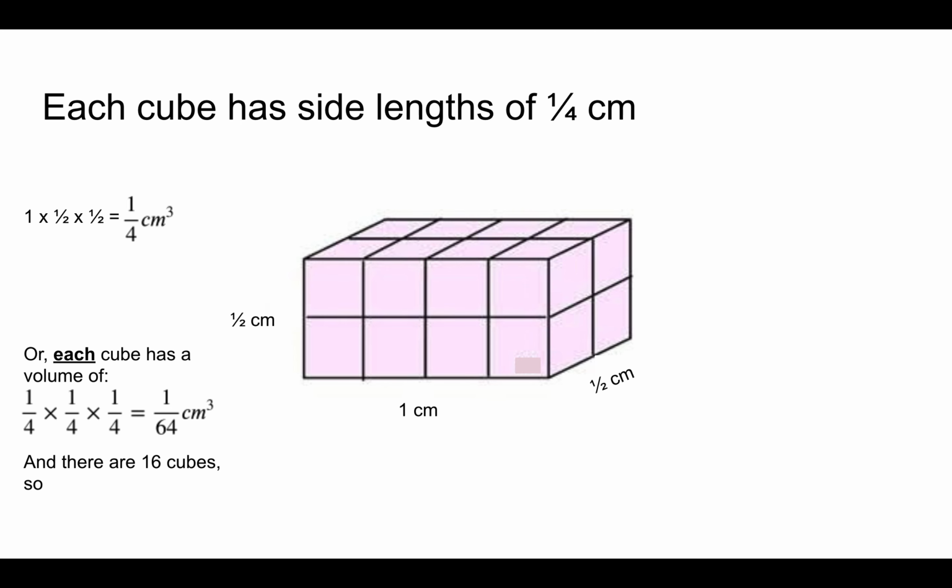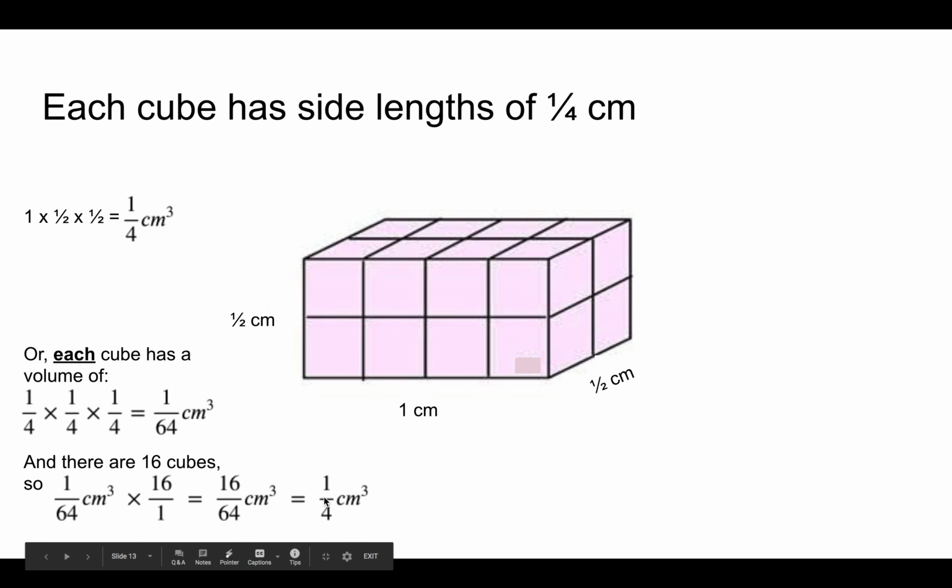We said before that there are 16 cubes here. So that means that I need 1/64 16 times. So 1/64 times 16 is going to give me 16/64, which I can then simplify to 1/4. So you can see that either method I choose gives me the same volume here of 1/4 cubic centimeters.